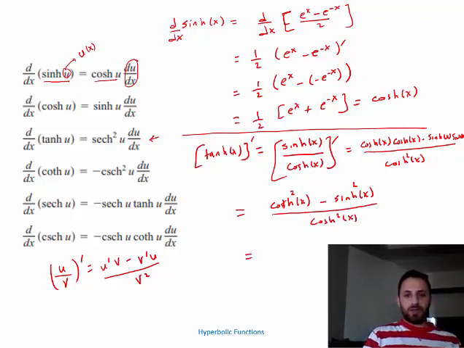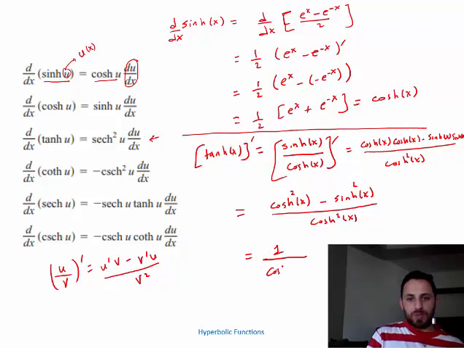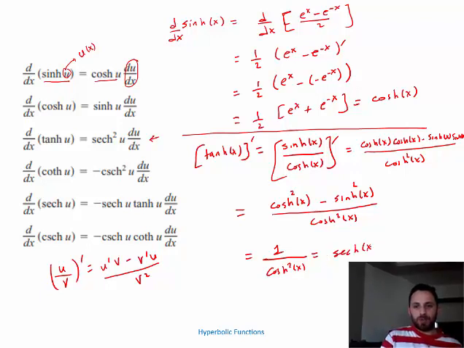And in a previous session we proved that the hyperbolic cosine of x squared minus the hyperbolic sine of x squared is equal to 1, and you should be able to prove it. So this is 1 over cosine hyperbolic of x squared, which is secant hyperbolic of x square. And of course we shouldn't forget about that chain rule. And you should be able to derive the rest of the equations.